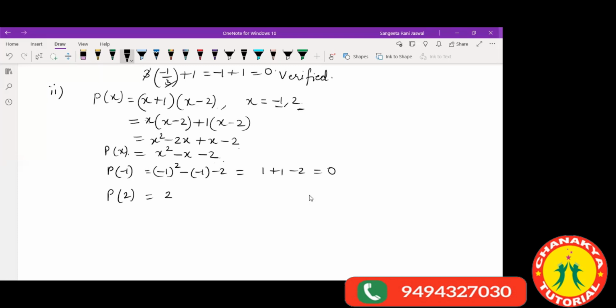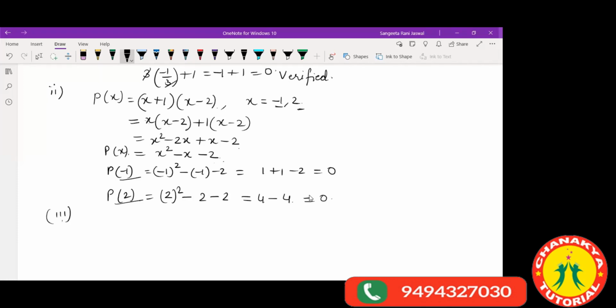Now in place of x, for finding P of 2, we have 2 square minus 2 minus 2. So 2 square is 4 and minus 2 becomes minus 4. So this also becomes 0. So both are solutions of the equation. Okay, both minus 1 and 2 are the zeros of the polynomial equation. Great. So you understood now, Pranav? Yes, ma'am.